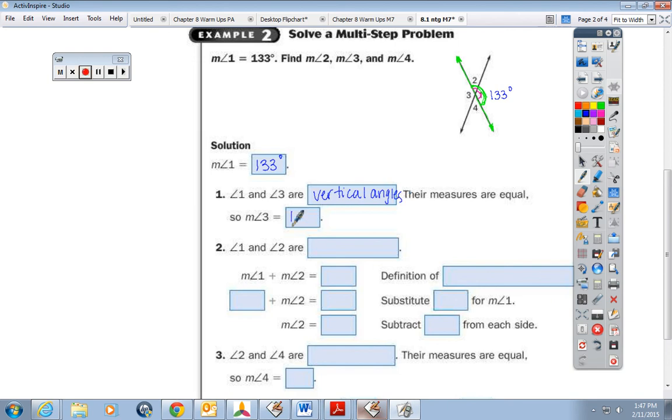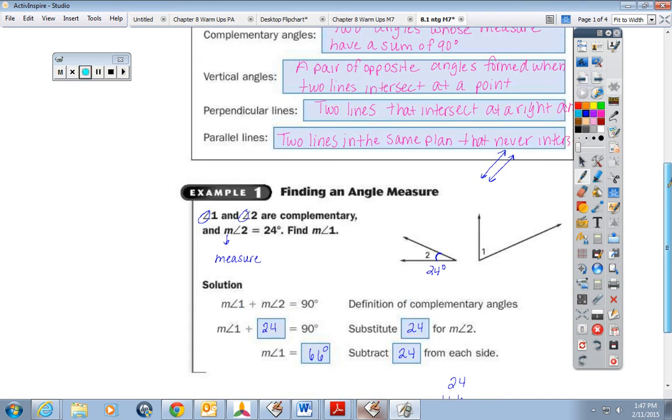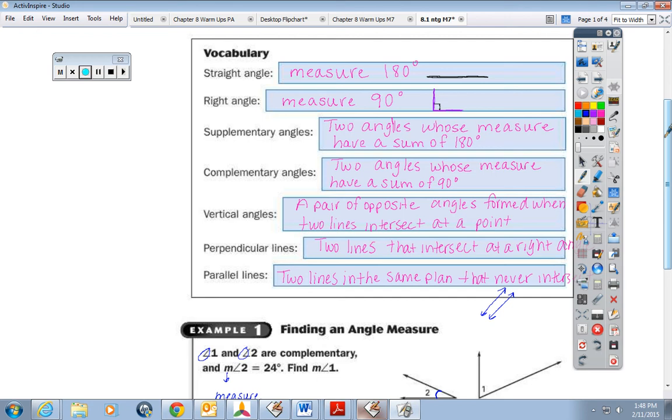Now it tells us, what we were just going back and talking about, that angle 1 and angle 2 are supplementary angles because they are going to add up to be what? What does a supplementary add up to? 180. So if you go back to where supplementary angles are, it tells us two angles, because they are a straight angle.